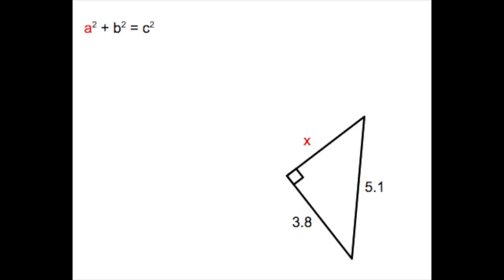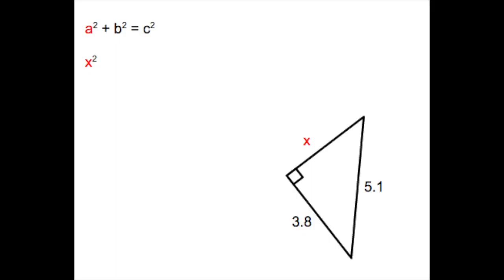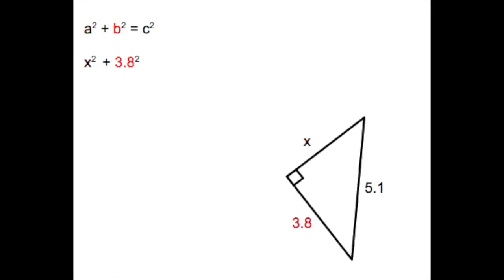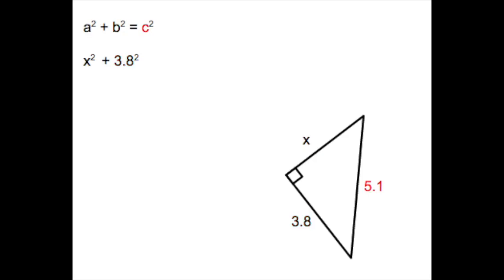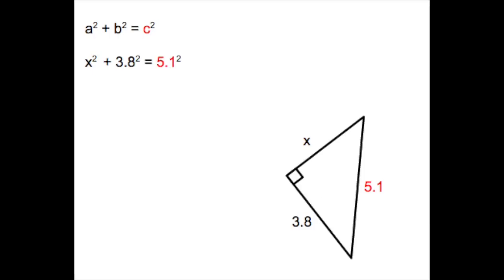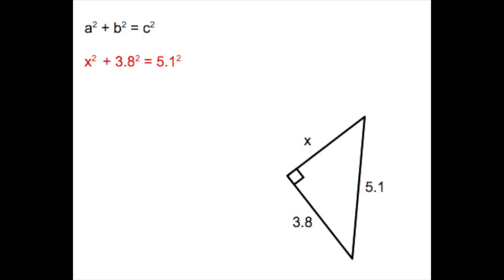In this example, one of our legs is represented by the variable x, and the other leg is 3.8. Again, it does not matter which leg is a and which leg is b. So we will have x represent leg a. So we will substitute x in for a. Our other leg is 3.8, so we will substitute that in for b. Our hypotenuse is c, which in this example is 5.1. So we can substitute 5.1 in for c.